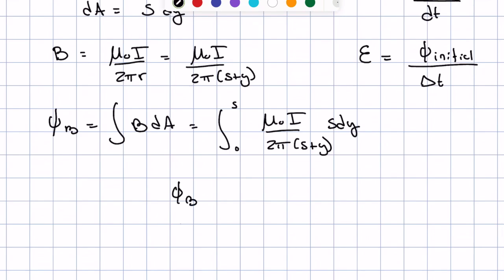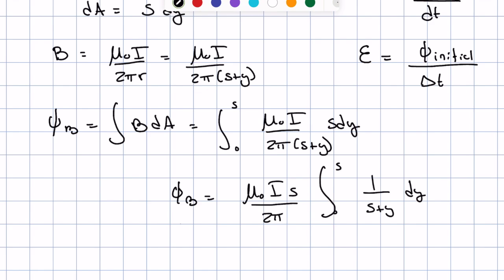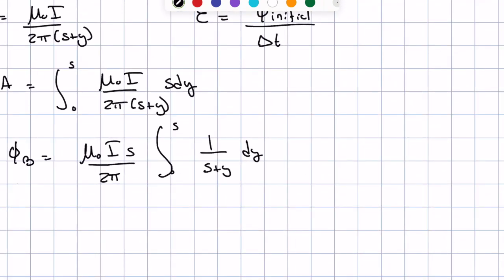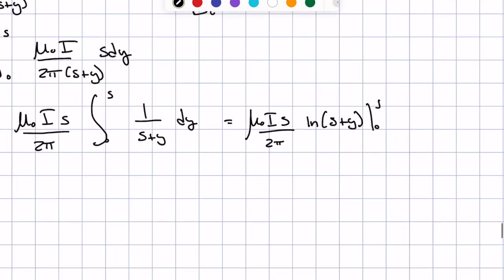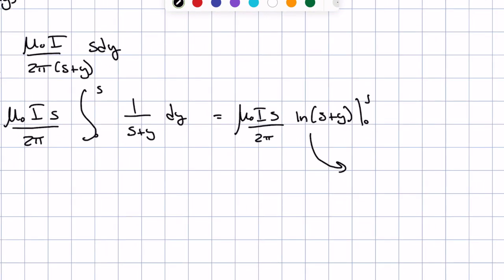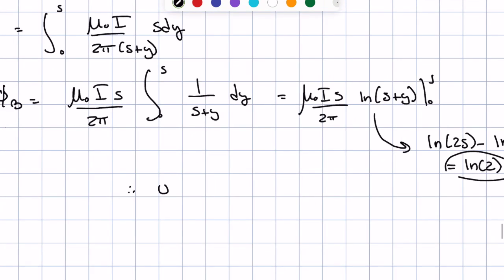So that means the flux is equal to, let's take out all of our constants, the integral from 0 to s of 1 over (s plus y) dy. The solution to that integral is the natural log of (s plus y). So again, we're going to write it out, ln(s plus y) as y goes from 0 to s. When y is equal to s, we have ln 2s. When y is 0, we have ln s. ln 2s minus ln s is just equal to ln 2.